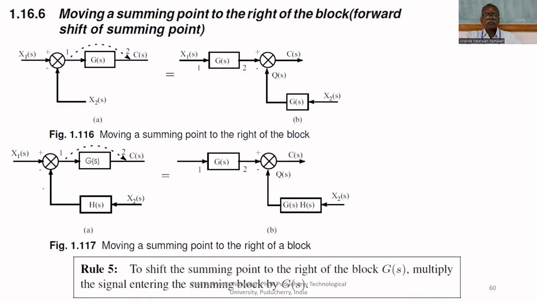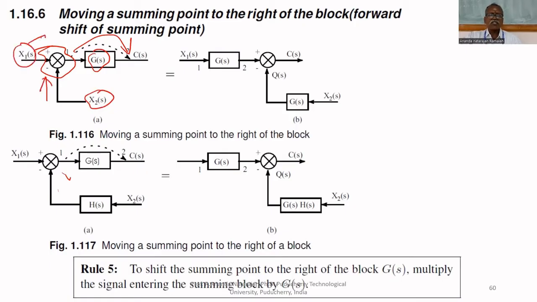Rule number 5. Suppose you want to shift the summing point forward, ahead of the block G of S. You want to shift. Then only you can simplify. But here, the X1 signal is coming in.